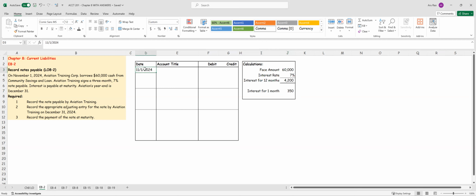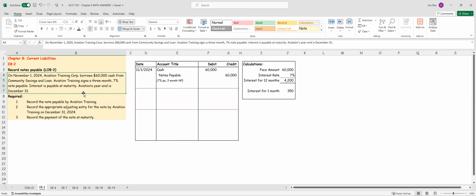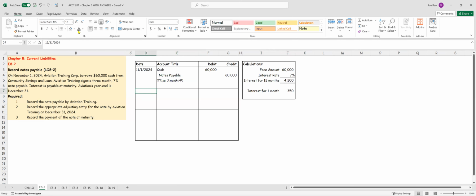So let's do the journal entry on November 1st when we borrowed the money. I borrowed the money, so cash is debit. I got the $60,000. I create a liability in my books. This is a notes payable liability. Not required, but I'm writing down the terms of the note over here just for my reference. Now, I also have that down over here, but it's always a good idea to make a note of the terms of the note.